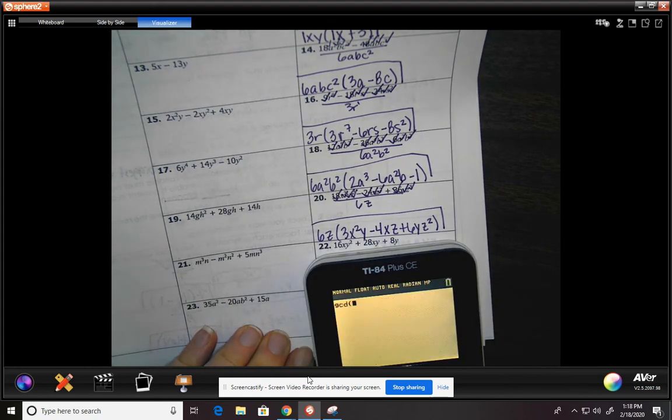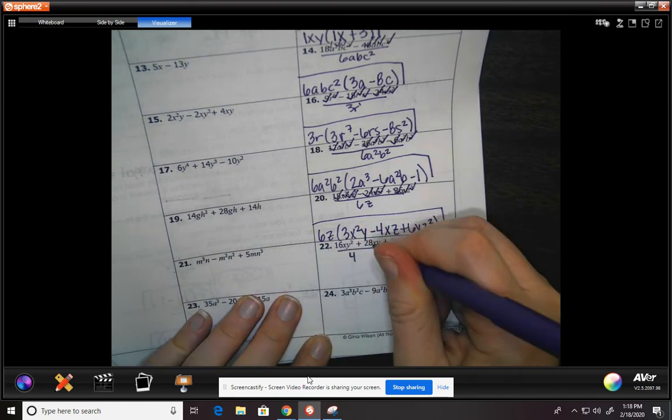Okay, for 22, if you still need to see how to do this, go to math, over to number, hit 9. My numbers this time are going to be 16 and 28. Oh, I put a plus sign in there, sorry. Which gives me 4. And then I repeat everything, and I do 4 and 8. So the biggest thing I can divide out is a 4.